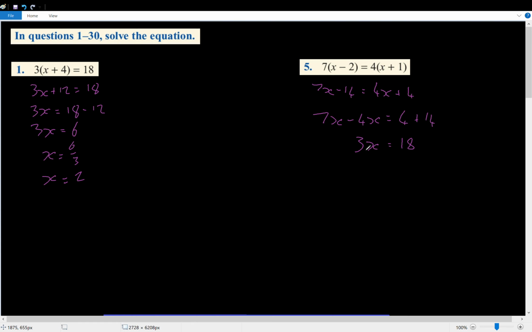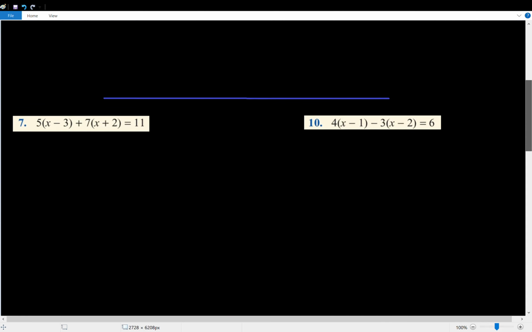And now what we've got to do is take our multiply by 3 and bring it over to the other side, where it'll become a divide by 3. We get x equals 18 divided by 3, which means x is equal to 6 in this case. So that's question 5. Let's take a look at the next two.